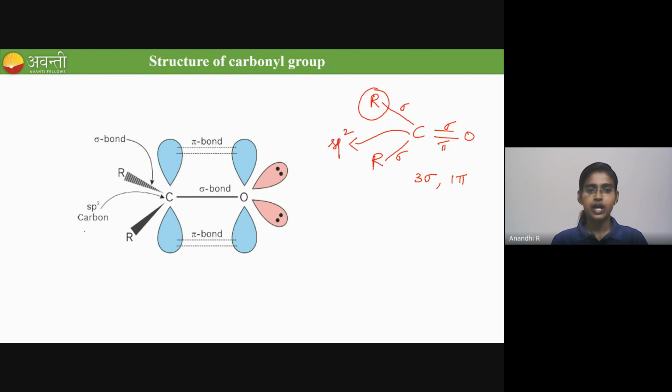Okay, and the hybridization of this carbon is given as sp2. Why is it given as sp2? Because it is a double bonded carbon. All the double bonded carbons will have sp2 hybridization, right? If the hybridization is sp2, what is the geometry? Geometry is trigonal planar. You can see here. So it is trigonal planar in geometry.